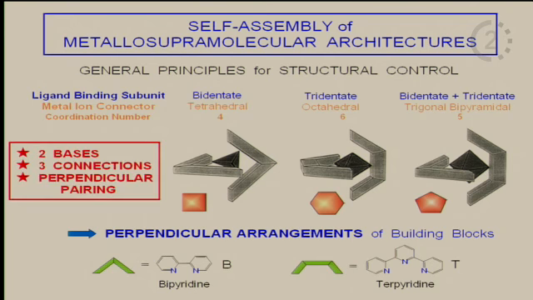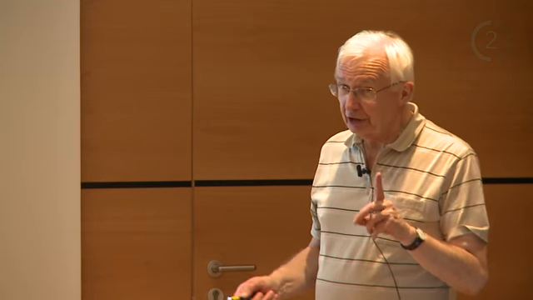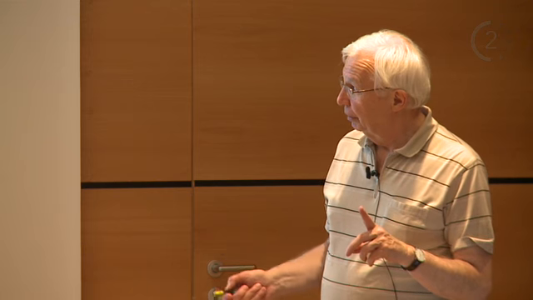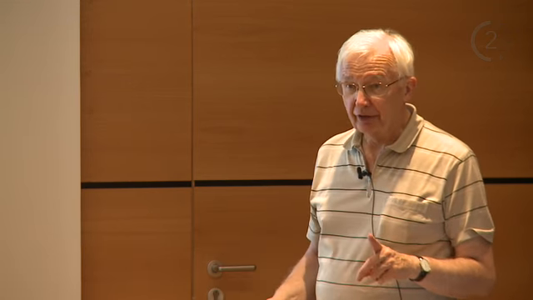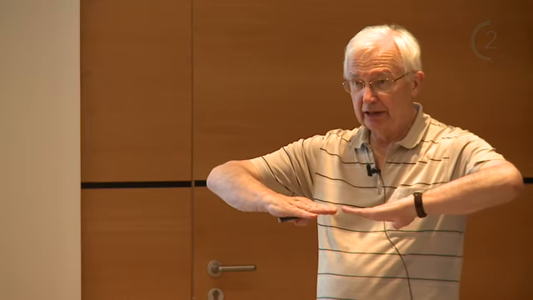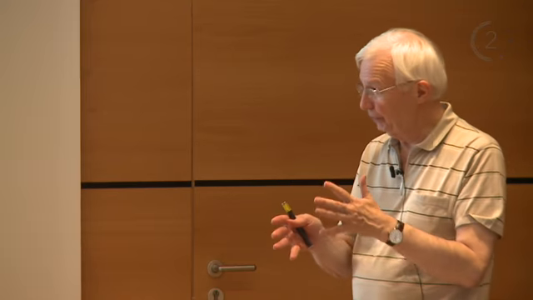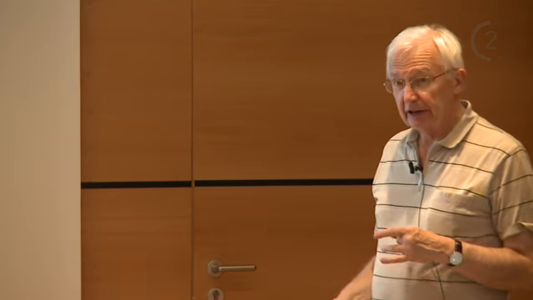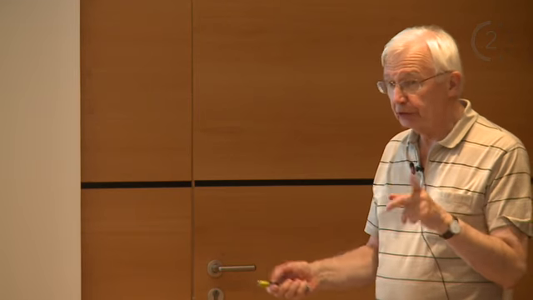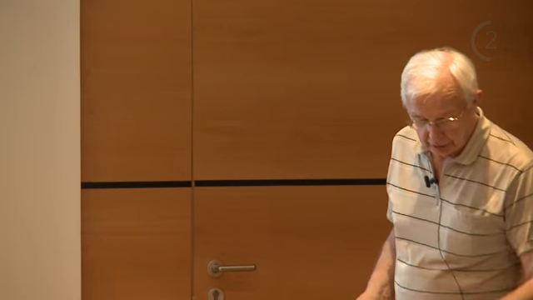What is interesting is that there are, so to say, two bases, B and T. But there are 3 connections, BB, TT, or BT. And the pairing is perpendicular, not flat, like in DNA. So you have another ball game where you can play with these possibilities. You have only 2 bases, but you have 3 ways to put them together.